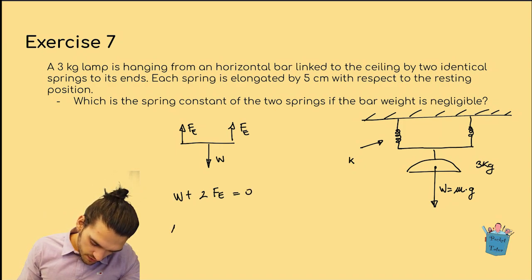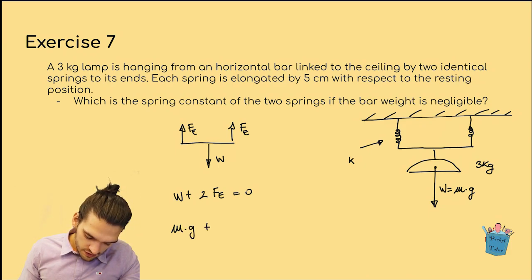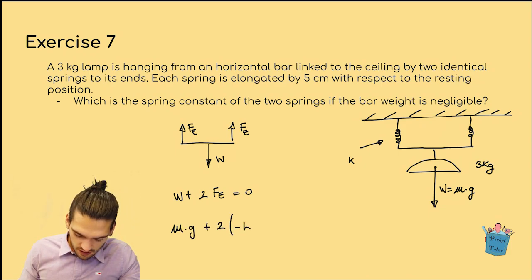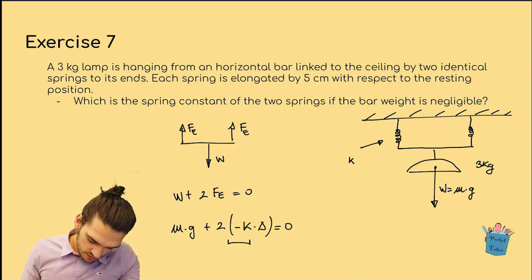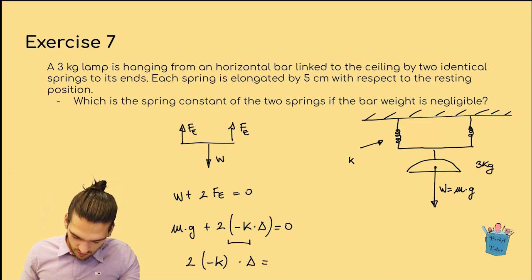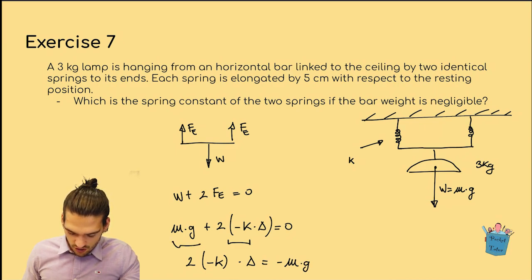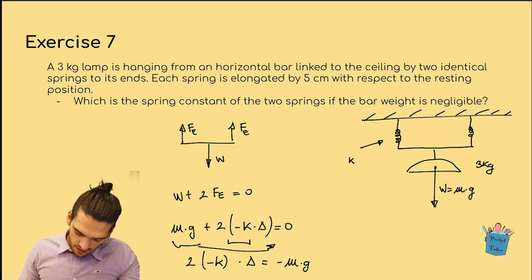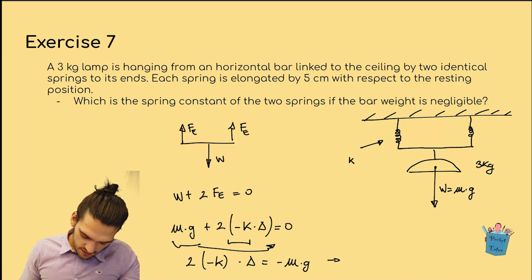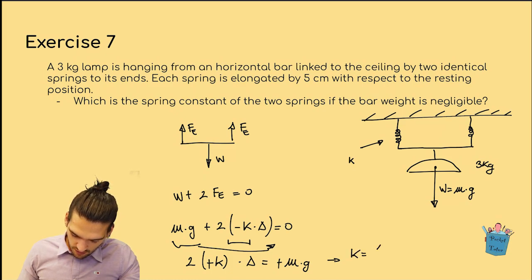And therefore m times g plus 2 times minus k times delta is equal to 0. So let's try to isolate the minus k, and this means that 2 times minus k times delta is equal to minus m times g. We brought m times g on the other side, and therefore we can simplify the minus, and so k is equal to m times g over 2 delta.